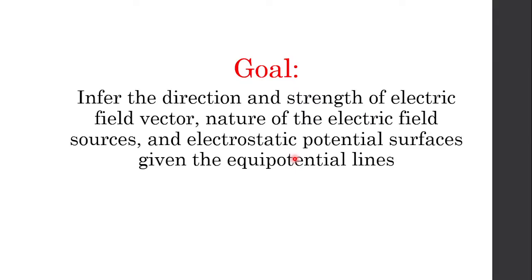But before that, let's understand our goal. Why do we want to do this? Because we want to be able to infer the direction and the strength of the electric field vector, basically meaning we want to find the direction and the magnitude of the electric field vector, or the nature of the electric field sources and electrostatic potential surfaces if we have the equipotential lines. That's what we want to do: identify the equipotential lines and then find the electric field vector, its direction and magnitude, the nature of the electric field sources, whether it is positive or negative, and the electrostatic potential surface.